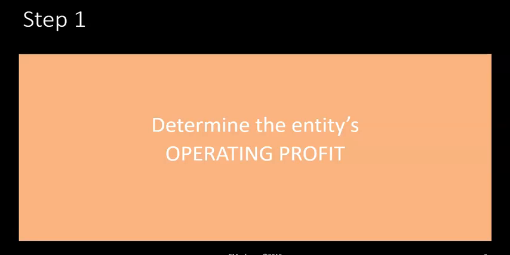You take the closing retained earnings. You add back any transfers from the profits like reserves or dividends. And then you simply subtract the opening retained earnings. And you should get back to where you want to start. All right, so start with your operating profit.